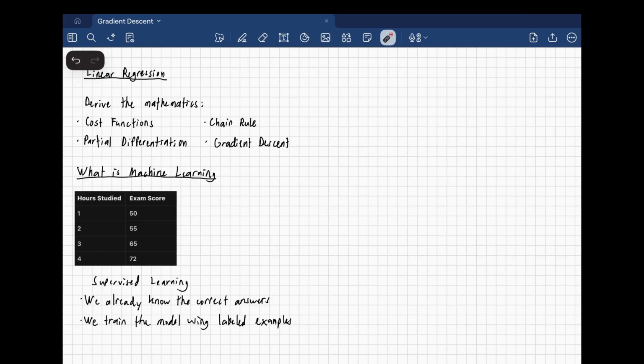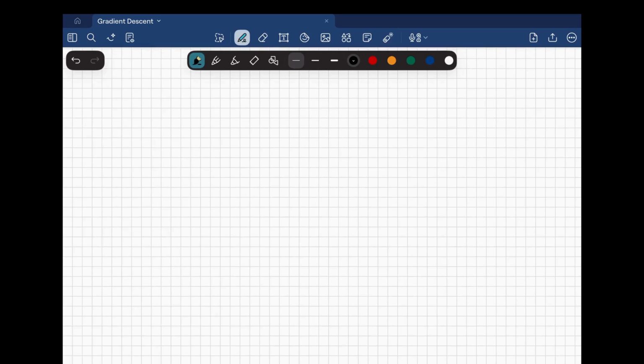So this is called supervised learning, because we already know the correct answers and we train the model using labeled examples, for example, the exam scores. One of the simplest supervised learning algorithms is linear regression. Linear regression tries to fit the best straight line through data.